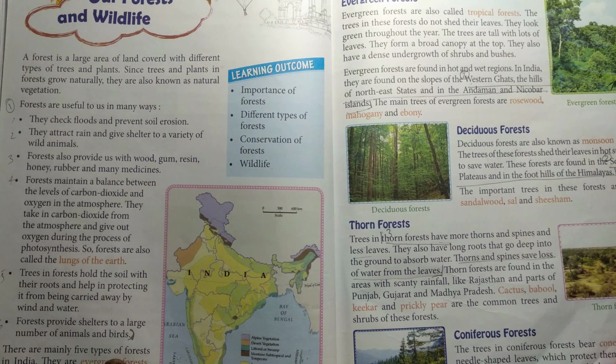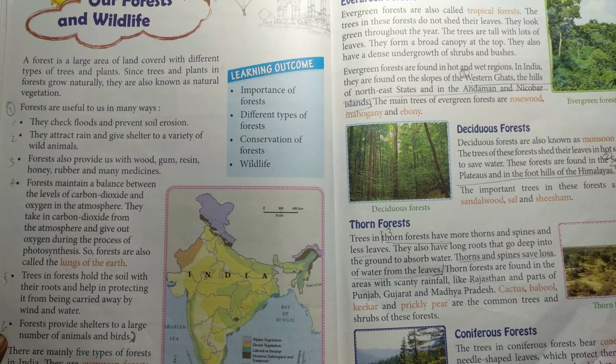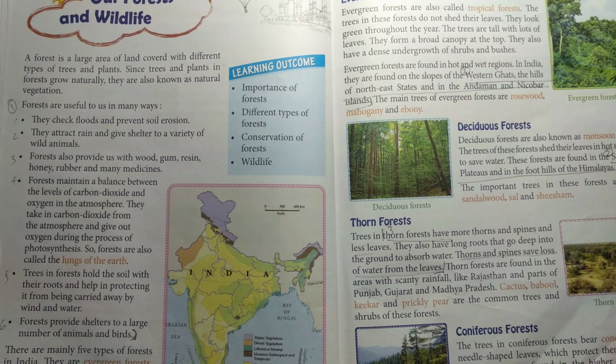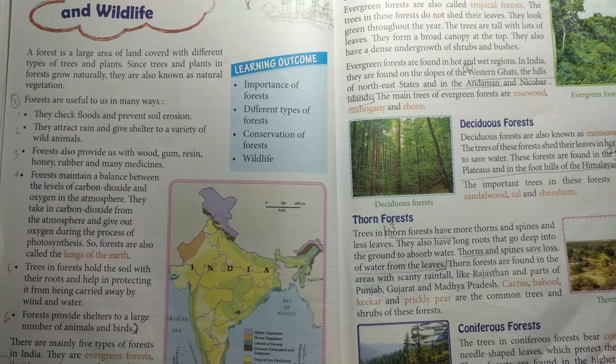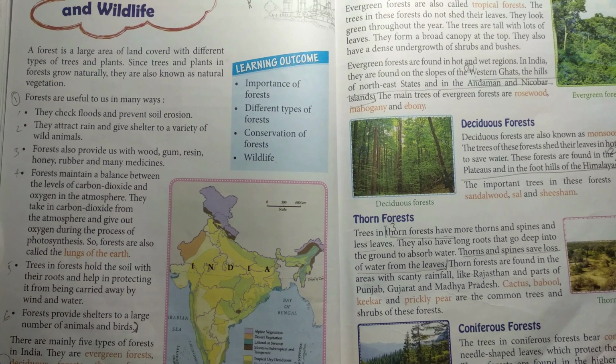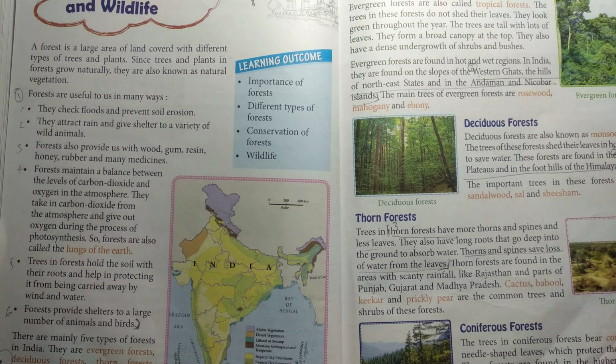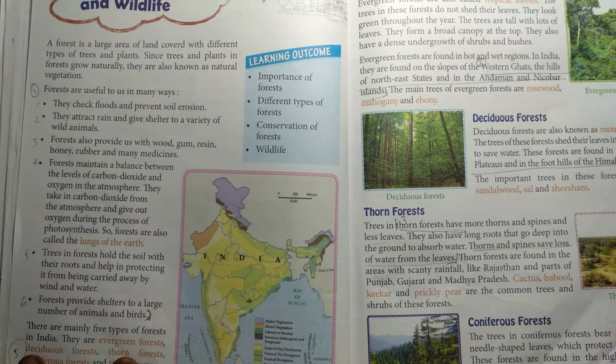Uses of forest. There are 6 points. All of you learn these 6 points by heart. Point number 1. They check floods and prevent soil erosion. Number 2. They attract rain and give shelter to a variety of wild animals.